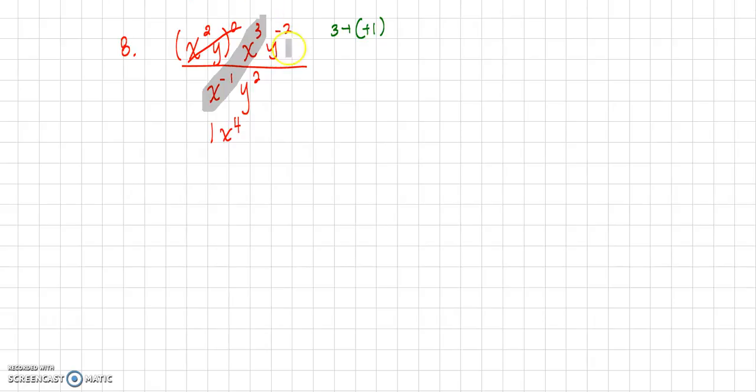And then on the y's, negative 2 minus 2 is negative 4, so that is y to the negative 4. Remember that when you're simplifying rational expressions like that, you don't need to have any negative exponents in your answer. So that y to the negative 4th changes that y to the denominator. So we have x to the 4th over y to the 4th, which is the answer for C.